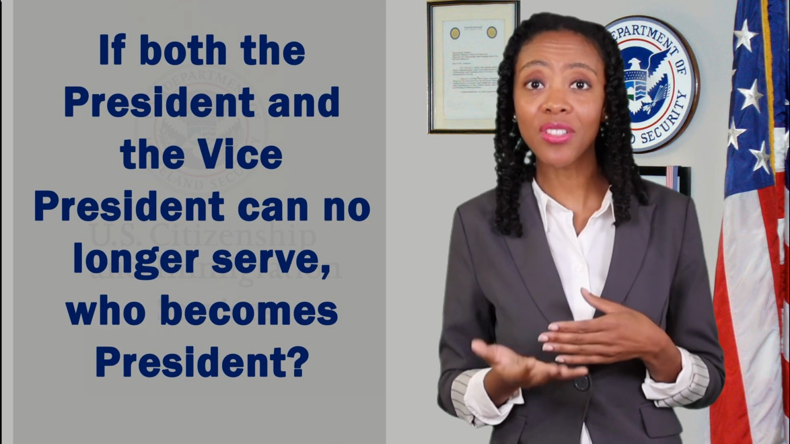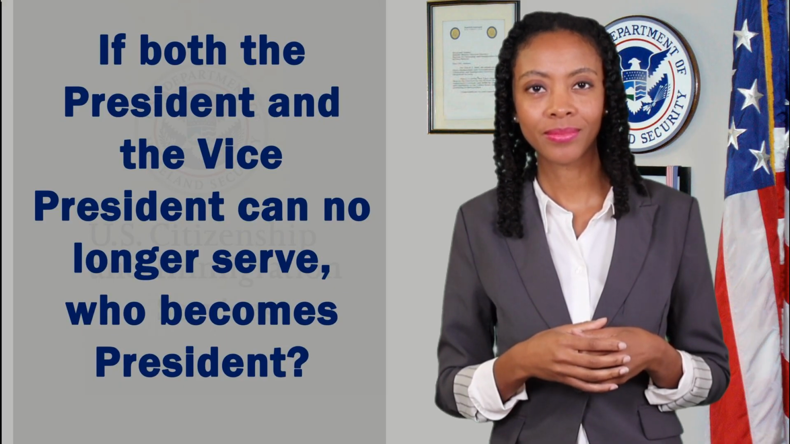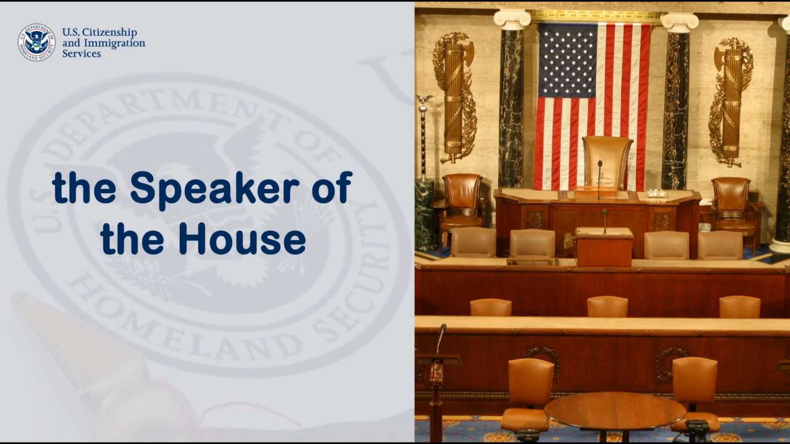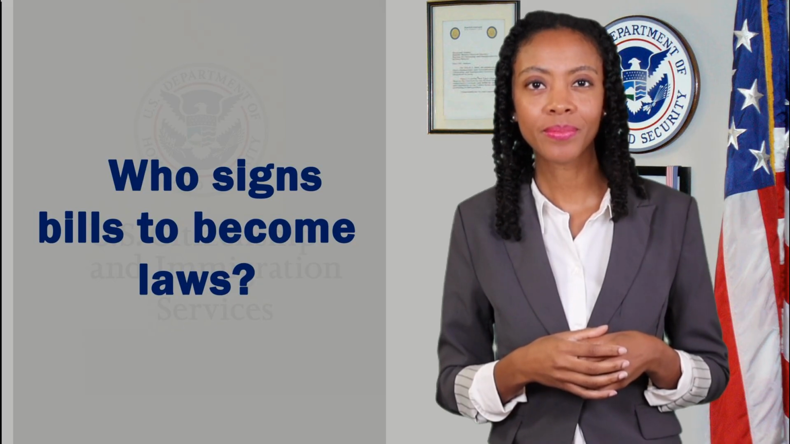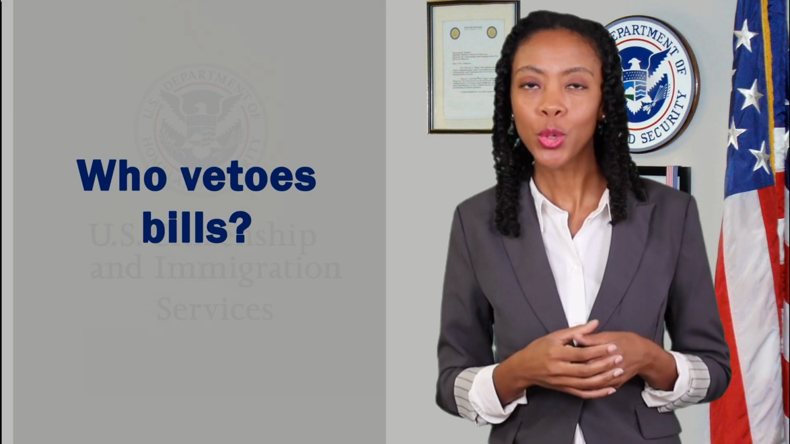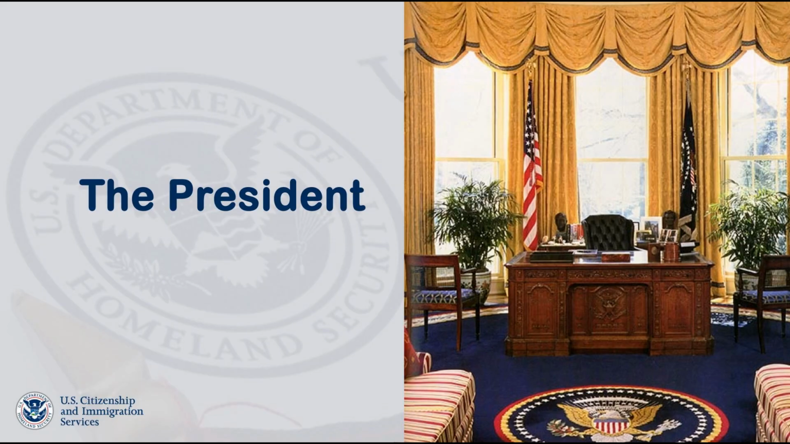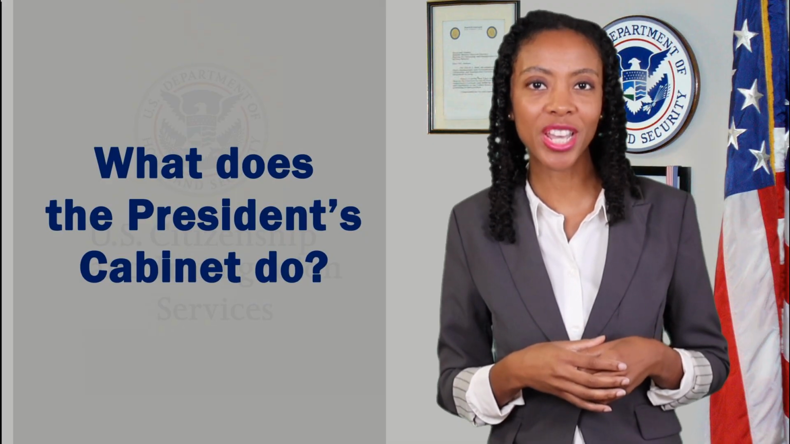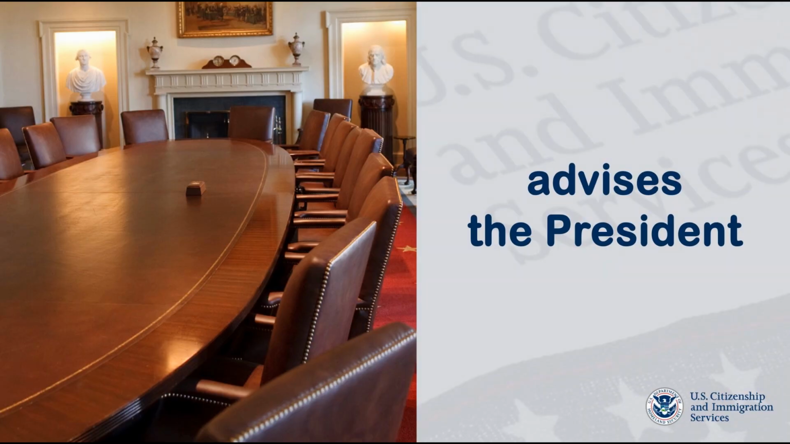If both the president and the vice president can no longer serve, who becomes president? The Speaker of the House. Who signs bills to become laws? The President. Who vetoes bills? The President. What does the president's cabinet do? Advises the President.